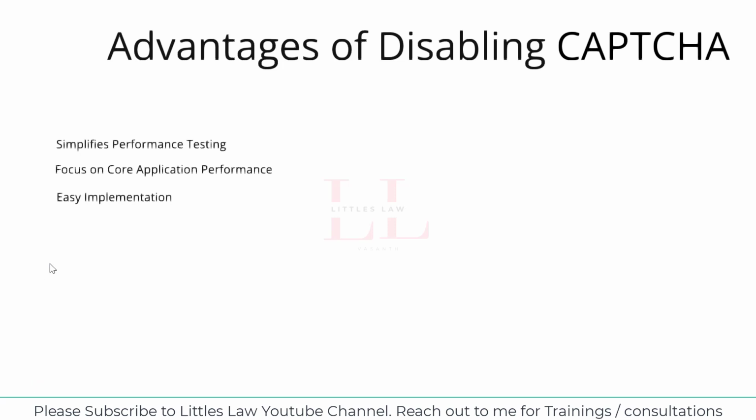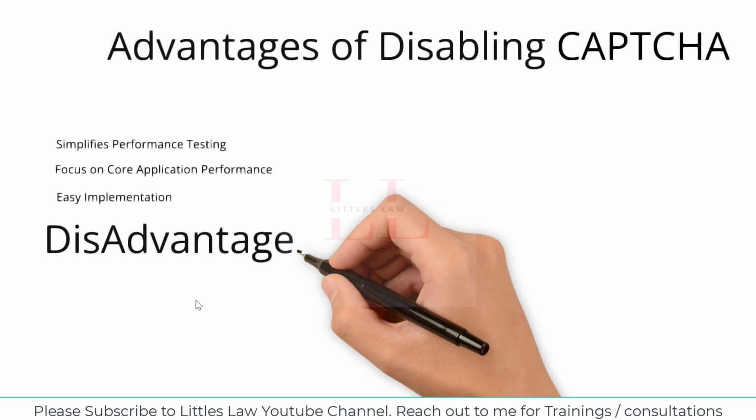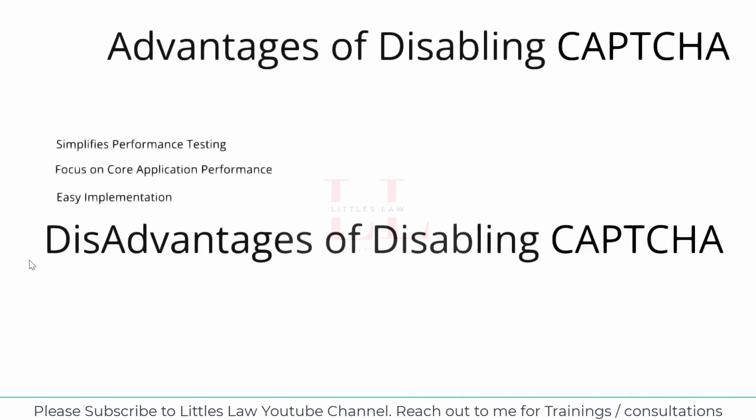And now we'll see about the disadvantages. What are the disadvantages of disabling the CAPTCHA in the performance testing environment? The very first one is that the test environment may not fully mimic production, because we are disabling the CAPTCHA. Once the CAPTCHA is disabled, the test environment may behave differently than production where the CAPTCHA is active.